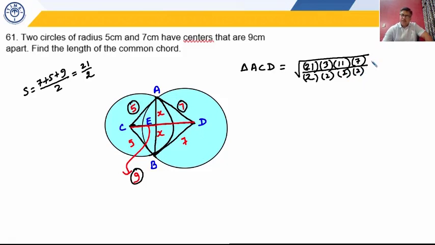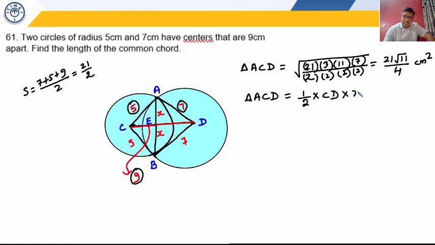Just using Heron's formula, can I say 7, 3, 21? This is 21 root 11 upon 4, which is the area of triangle ACD. And we can also write the area of triangle ACD as half into base into height. So base is CD, half into CD into X. X is the height. This is 90 degrees.